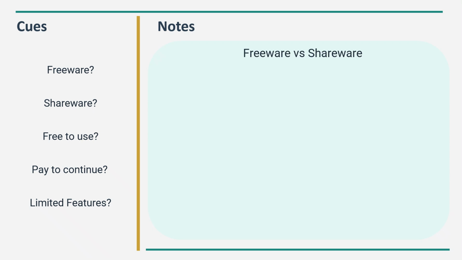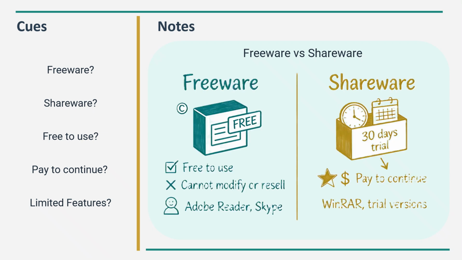In addition to proprietary and open source software, CAPS also expects you to know terms like freeware and shareware. Freeware is copyrighted software that you can use for free, but you may not change or sell it. Shareware lets you try the program for free for a limited time or with limited features, and then you must pay if you want to continue with the full version. Examples of freeware include Adobe Reader and Skype, and shareware examples are WinRAR or trial versions, which give you 30 days before you pay.